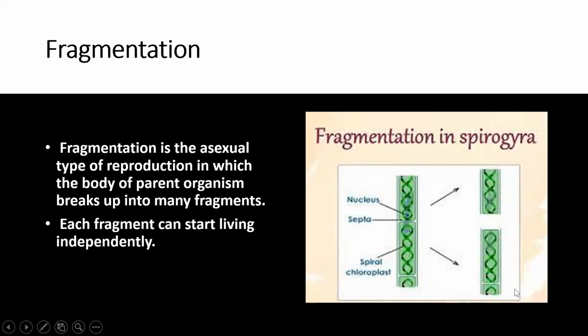And it goes on. Again, I'll repeat in textual terms. Fragmentation is the asexual type of reproduction in which the body of the parent organism breaks into many fragments. Now, each fragment, after it comes out, can start living independently.